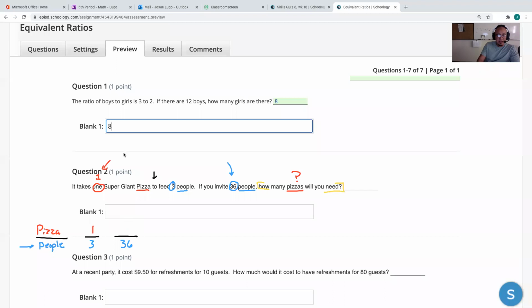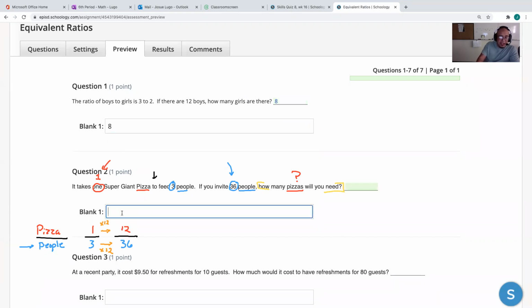Awesome. All right, let's see if there's a common factor that I can multiply them by. Obviously, I'm asking myself, what do I need to multiply 1 by? Well, I know that if I multiply 3 by 12, 3 times 12, that gives me 36. So I have to multiply 1 times 12. And 1 times 12, ladies and gentlemen, is equal to 12. So that's it. That means that if I get 12 pizzas, that'll be enough for those 36 people. Or rather, if I have 36 people, I better get 12 pizzas.